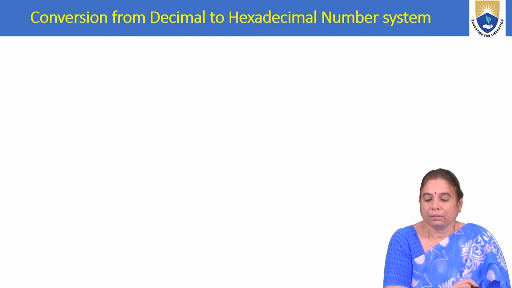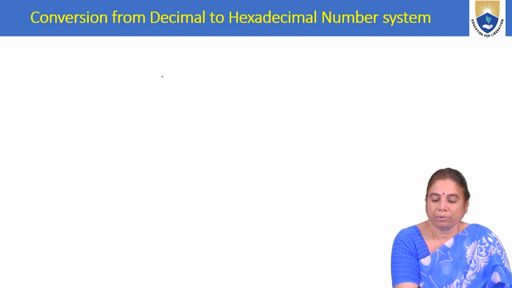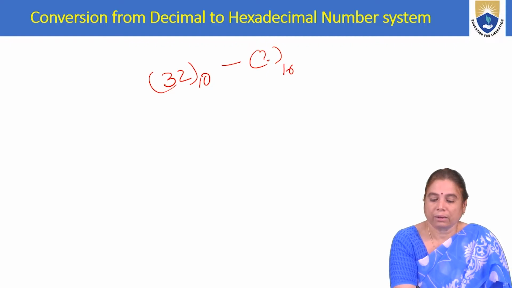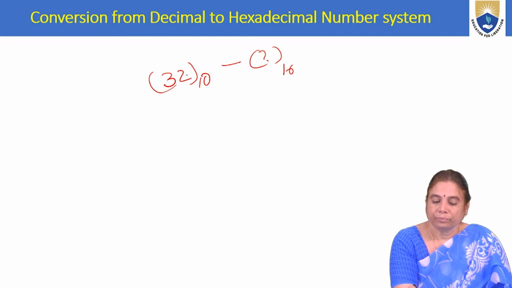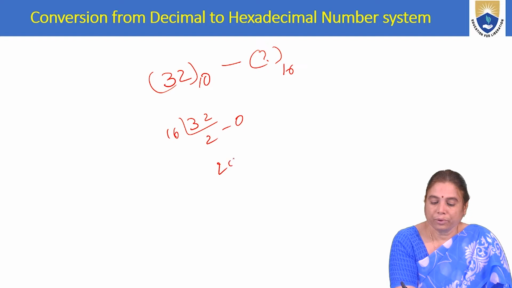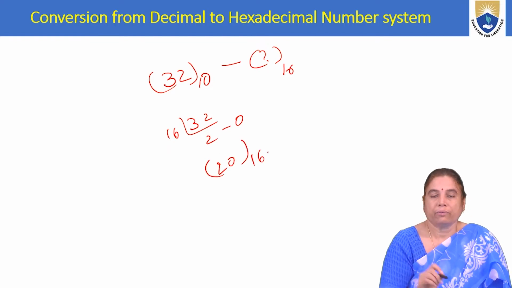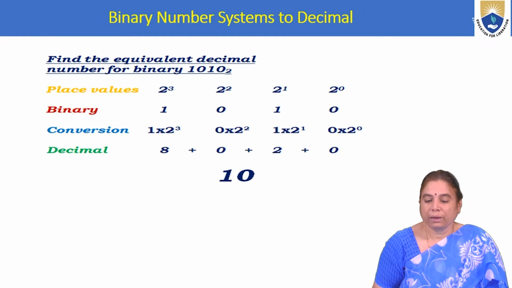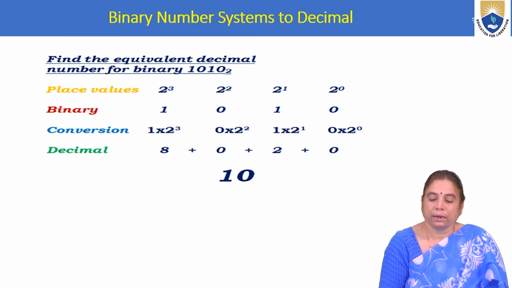Next, convert the decimal to hexadecimal value. Take the value 32 in decimal and convert it into the hexadecimal value. So 32 can be divided by 16, giving 20. So 20 is the hexadecimal equivalent. So in this way, the decimal number can be converted into other number systems.